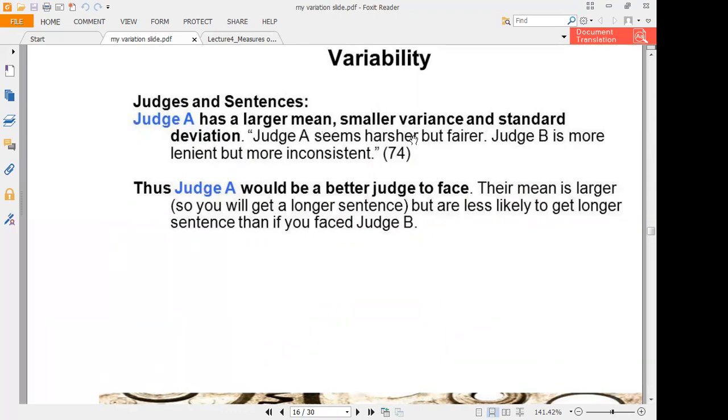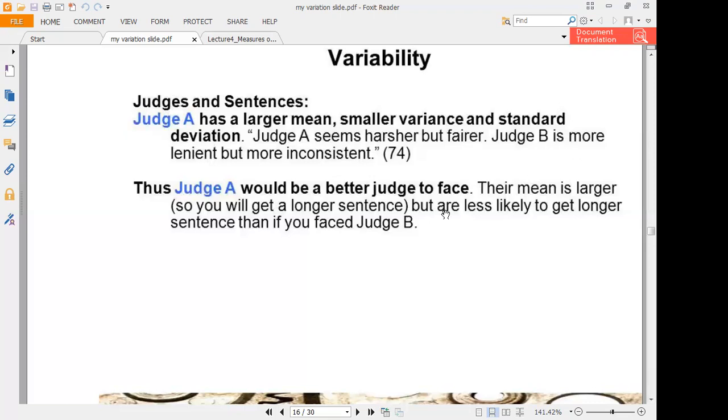Now let's see. Judge A has a larger mean and a smaller variance. So normally, if we check through the mean, we will say that Judge A seems to be harsher. We will say Judge A is harsh, because that is 33. 33 is more than 30. Everyone knows that. We conclude that Judge A is harsh. But at the same time, Judge A is fairer. He's very fair. Do you know why? Because the standard deviation of Judge A is very small, and that is just 2.